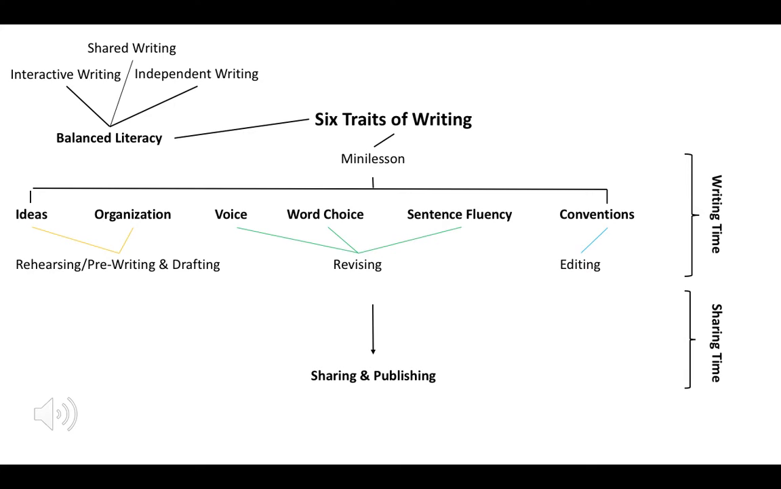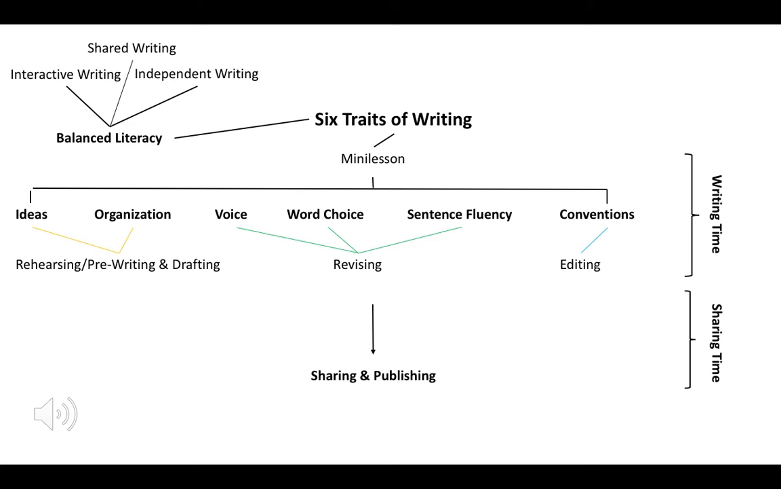So in interactive and shared writing, the teacher is more scaffolding the students with their 6 traits, so showing them what it looks like to come up with ideas, showing them what it looks like to organize, in interactive, helping them do that. And then in independent writing, this is more independent for the student. They are doing their own writing and they are incorporating the 6 traits of writing themselves.